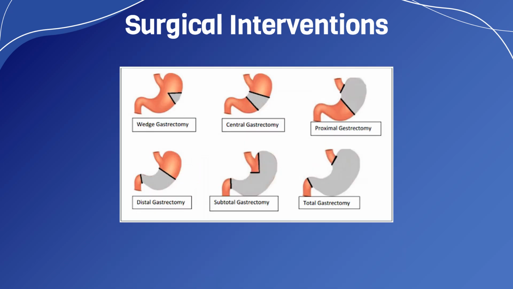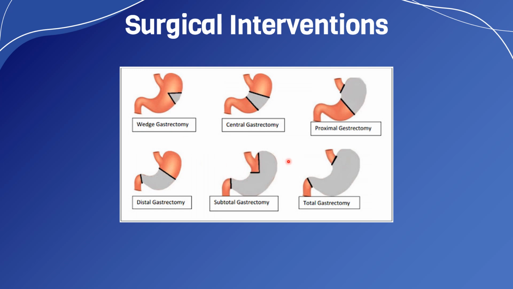We can also do something called a gastrectomy, where parts of the stomach are removed, and this is used for chronic gastritis. And so parts of the stomach are removed and the remaining pieces are sewn together. And so it might be something like this small wedge. So we would cut out this gray area, and then these two black lines would be sewn together.